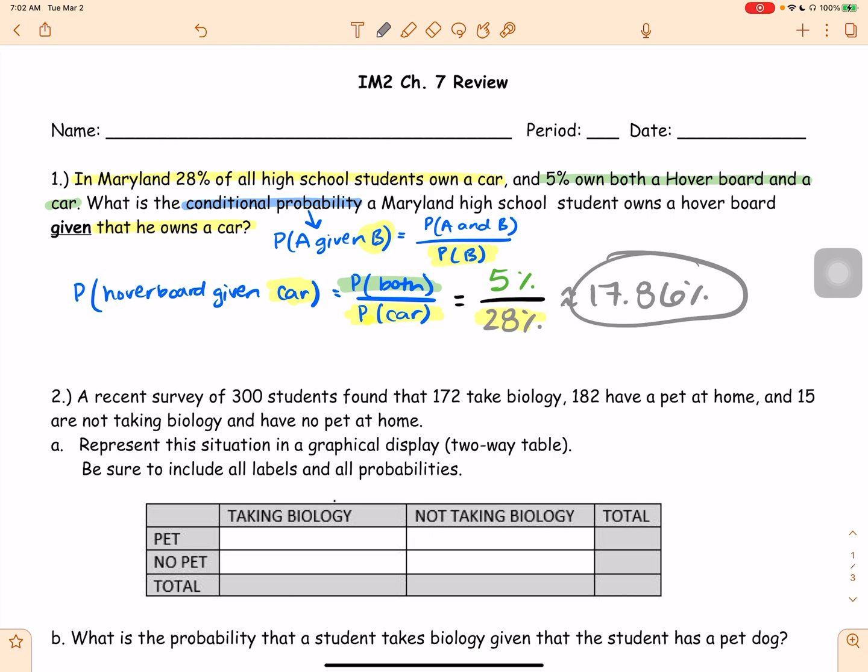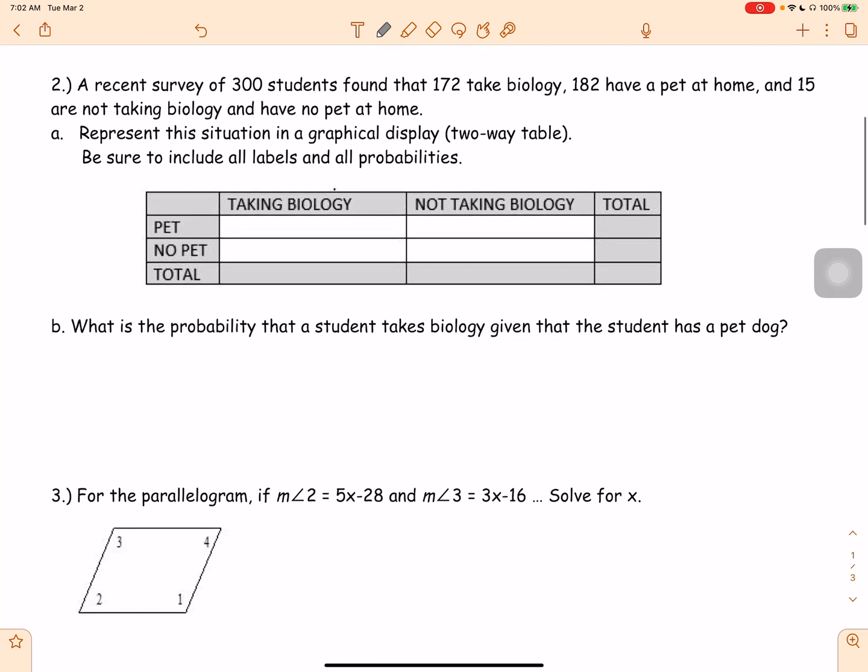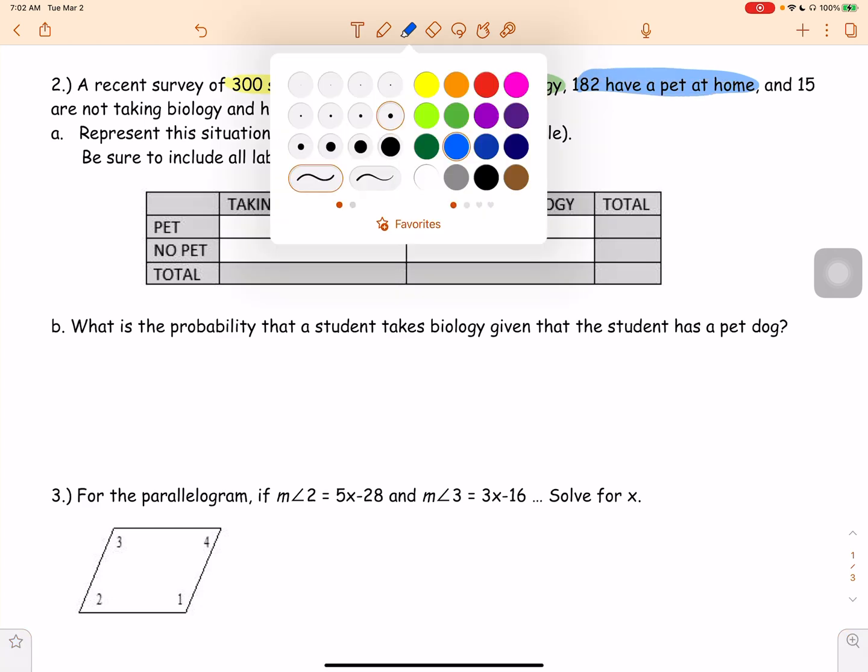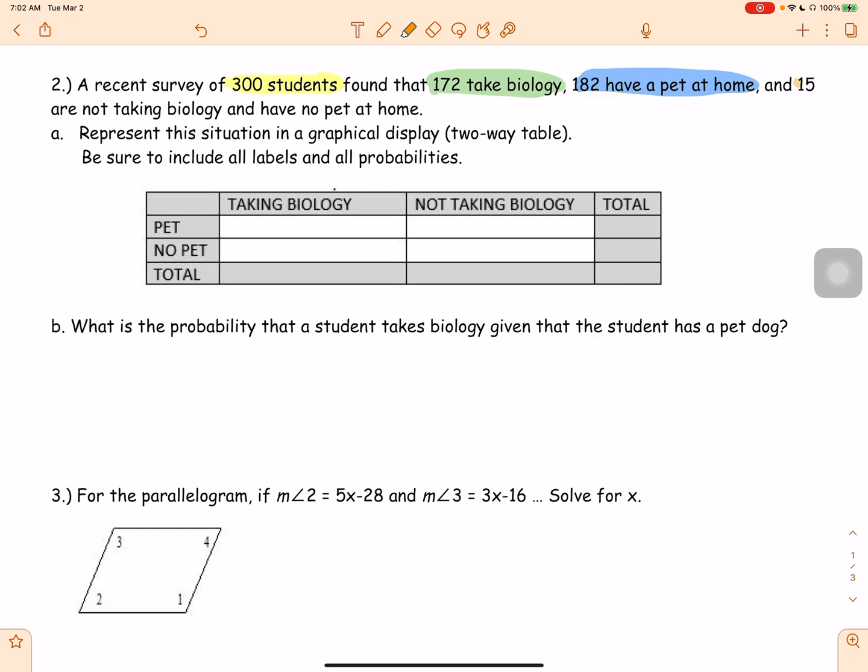Okay? So number 2, a recent survey of 300 students, so we had a total of 300 students who were surveyed, found that 172 of them take biology, 182 of them have a pet at home, and 15 are not taking biology and have no pet at home. So we've got to fill in the blanks in this two-way table.